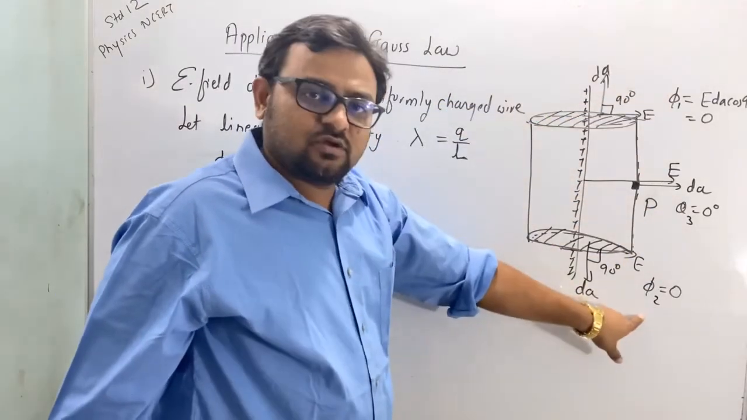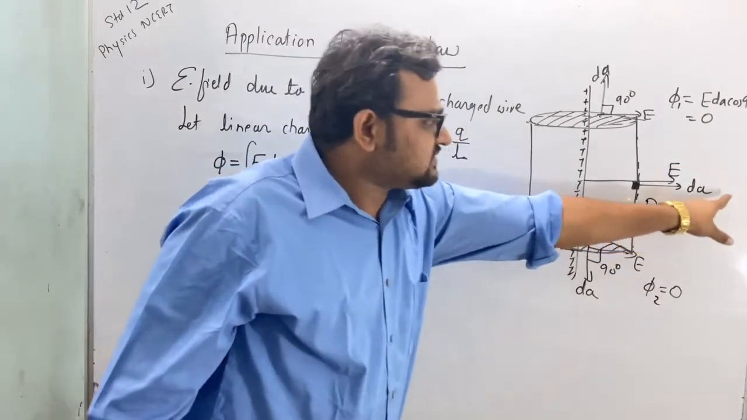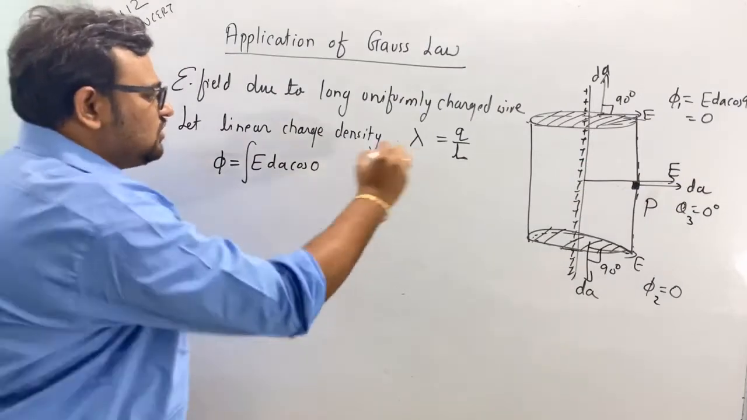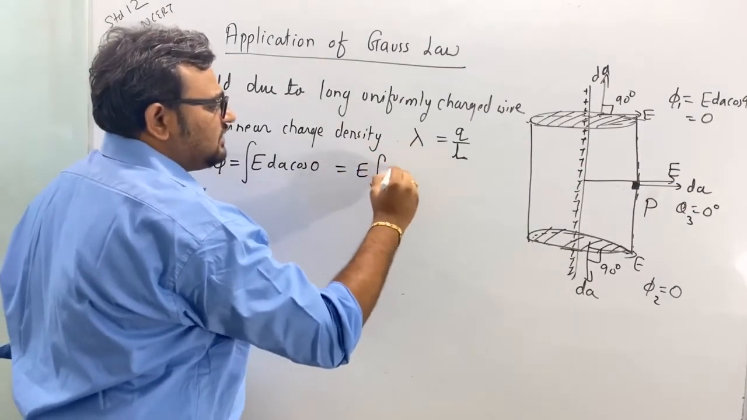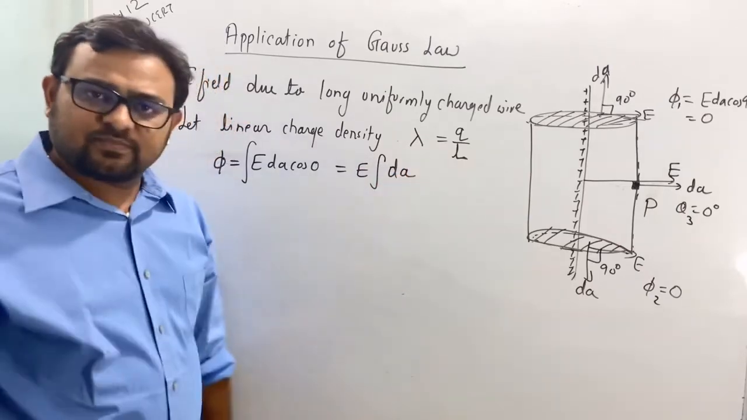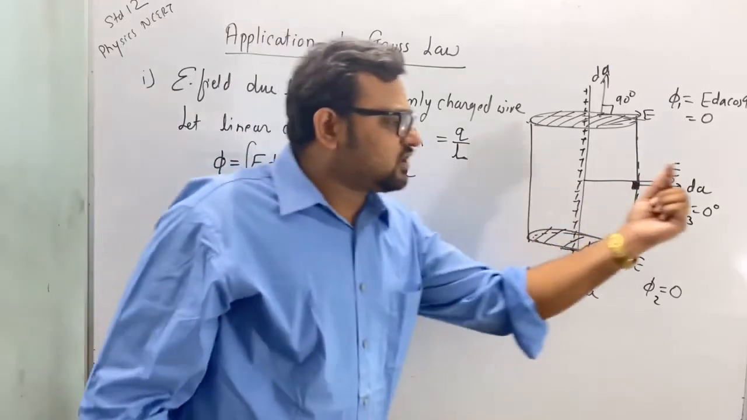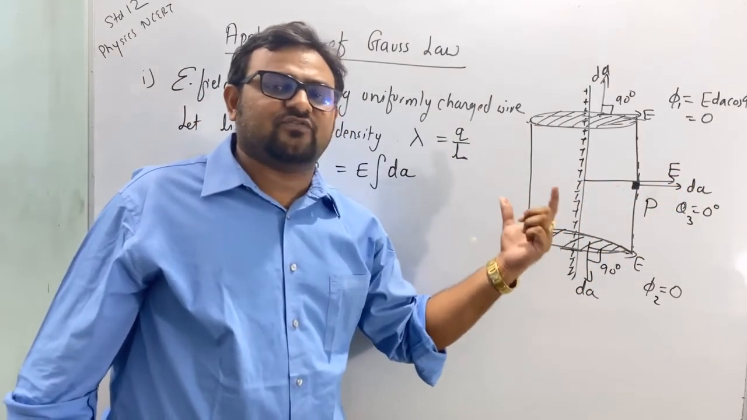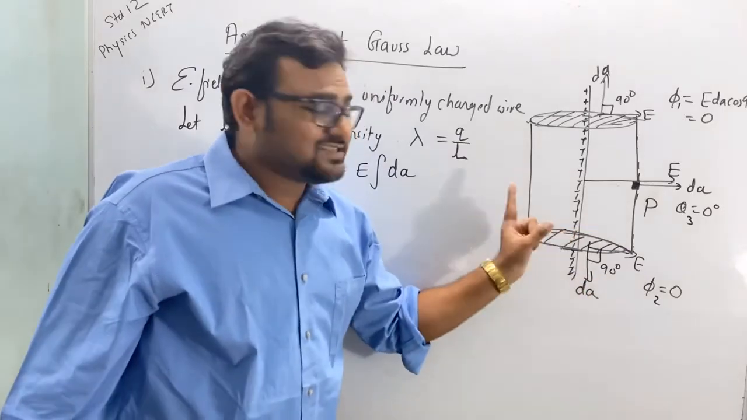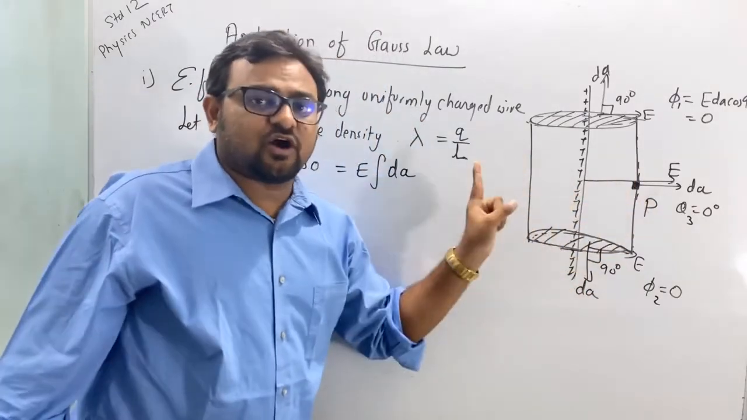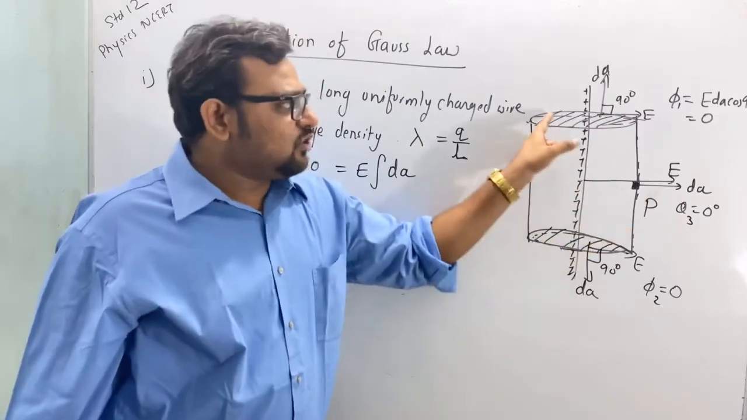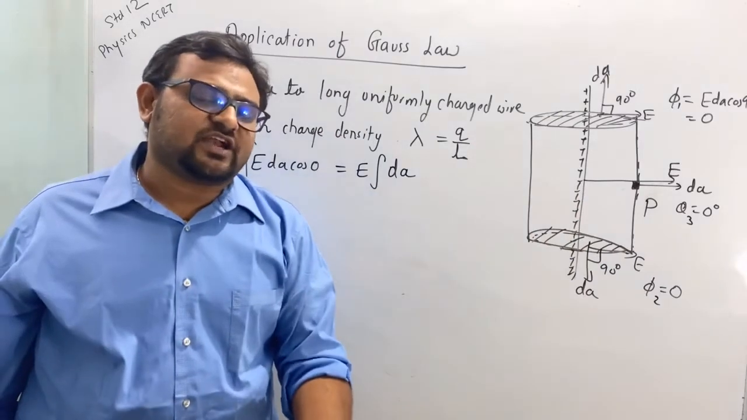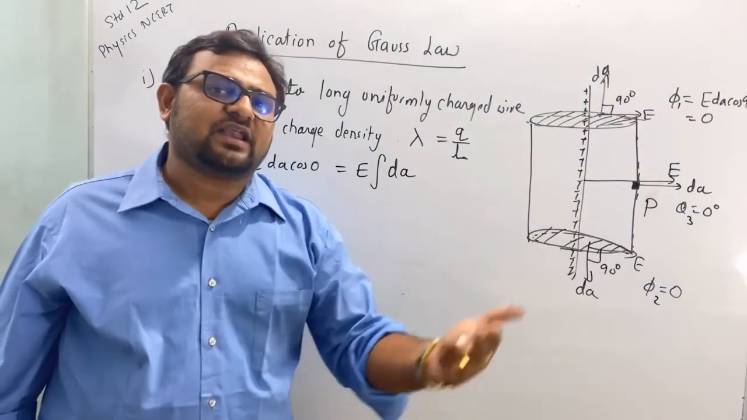But for these two, the flux is 0. So only the remaining one is at this position, where it will be E dA cos 0. Cos 0 is 1, so E times the integration of dA. Now, what is the surface area? Not the total surface area of this cylinder, only the curved surface. We will not take these two areas. The formula for the curved surface area of a cylinder is 2 pi r L.